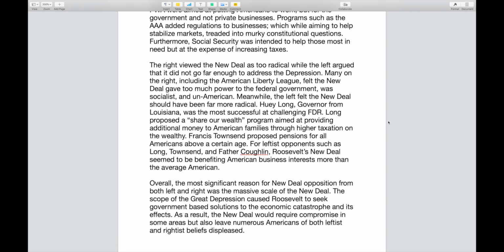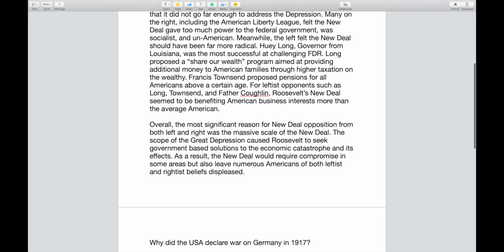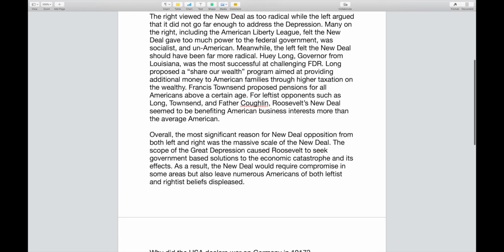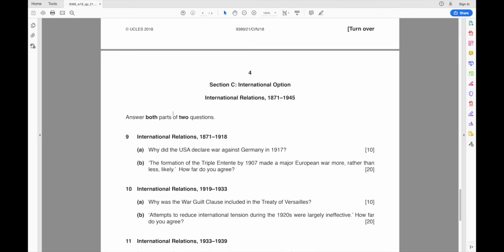And the left had a lot of opposition too. I specifically give examples of who on the left opposed it and why and what they wanted to do that was more extreme. And then finally, I gave an overall reason here, that the most significant reason for the New Deal. So I've covered every aspect of the rubric. And if you're not that familiar with the rubric, please go ahead and view my original video on the AICE Paper 2. I do go over the rubric in detail on that one.